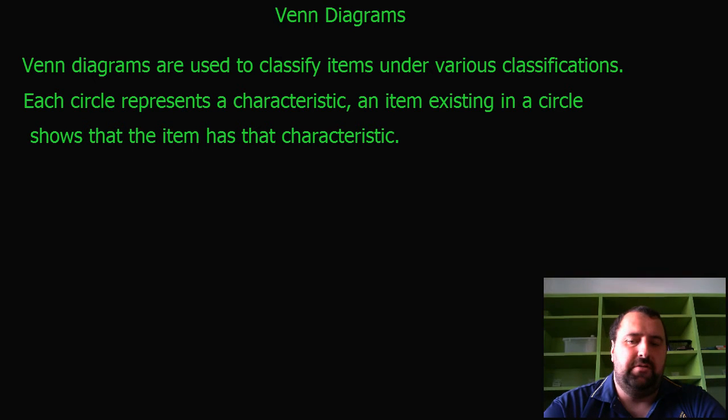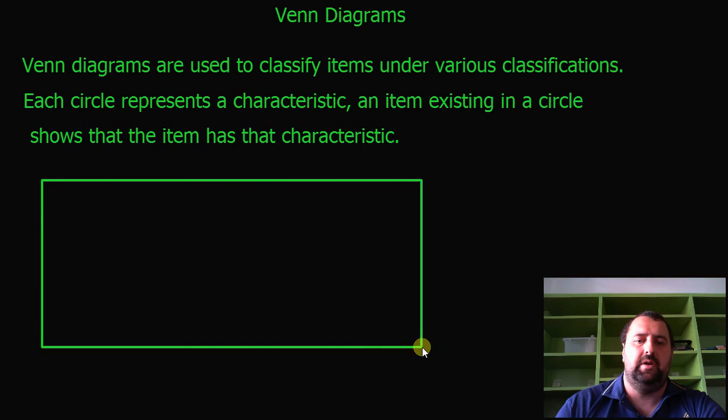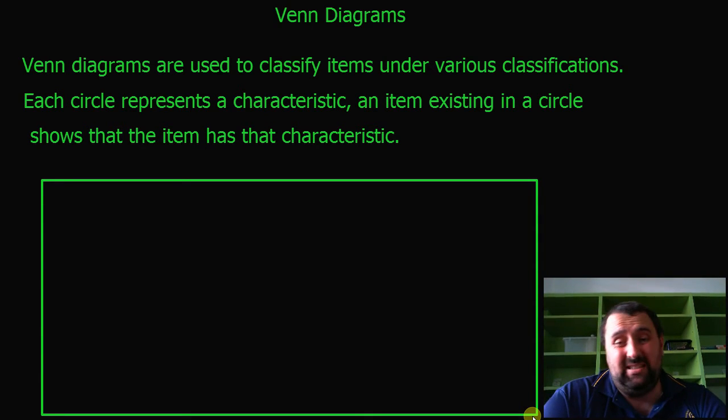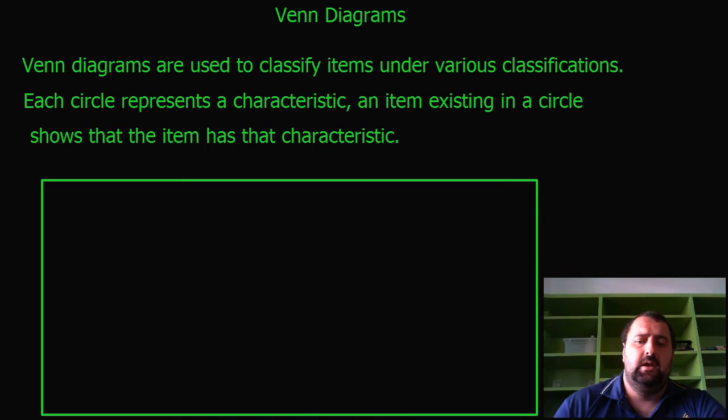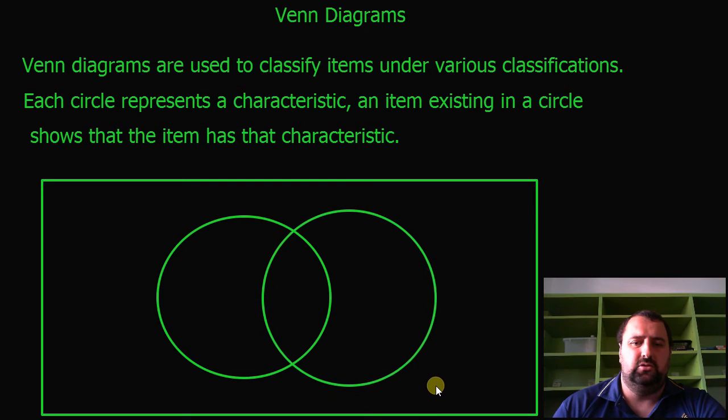So the idea of a Venn diagram is that I use various circles. Now each circle represents a characteristic. So let's do a bit of an example. What I'm going to do is draw this big rectangle to represent sort of everything in existence, or we could basically call it the sample space. Inside of that rectangle, I'm going to draw a couple of circles. So there's circle 1 and here is circle 2.